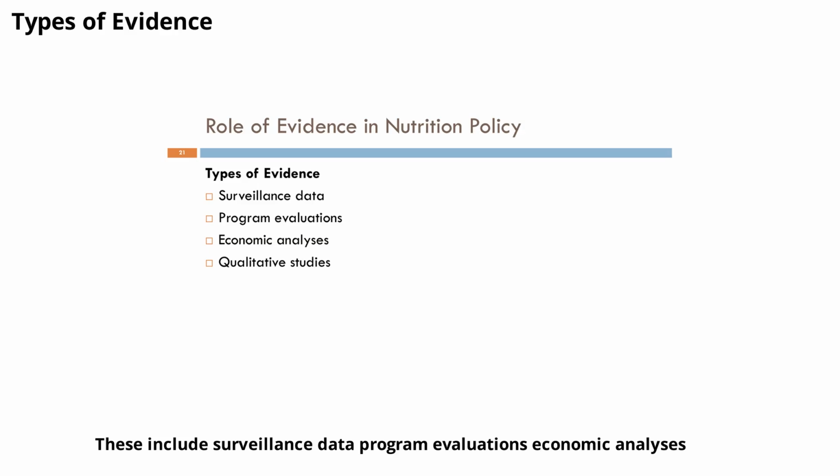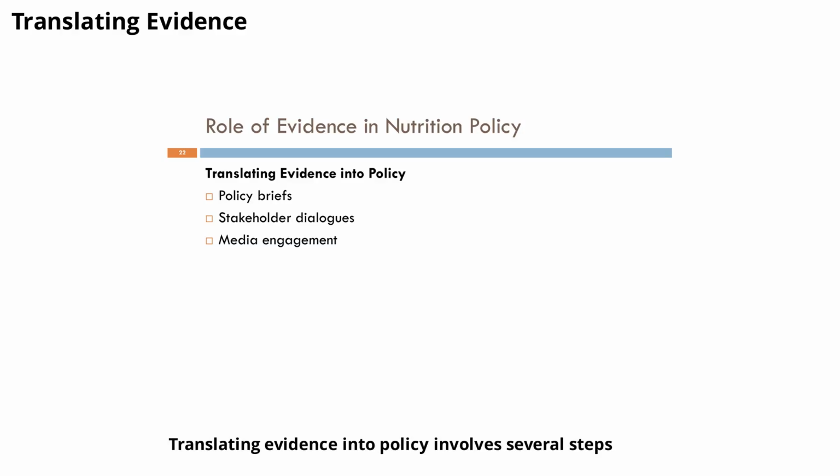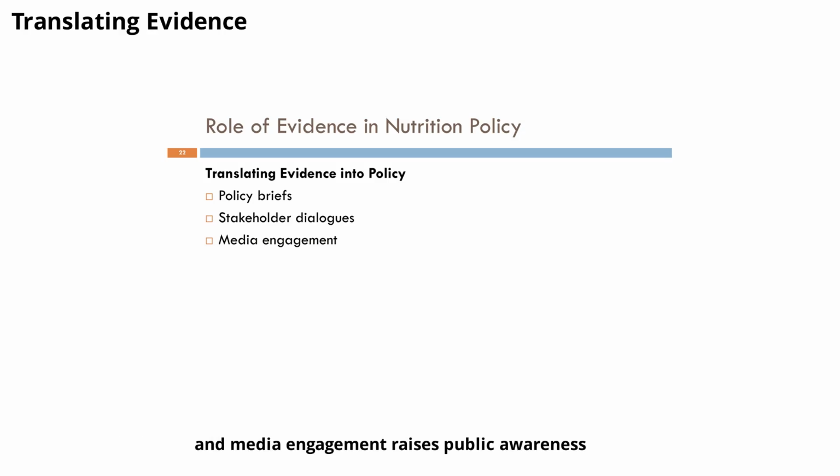Various types of evidence inform nutrition policy. These include surveillance data, program evaluations, economic analyses, and qualitative studies. Each type of evidence offers unique insights, helping policymakers understand the scope of nutrition problems and the effectiveness of different interventions. Translating evidence into policy involves several steps. Policy briefs summarize key findings, stakeholder dialogues facilitate consensus, and media engagement raises public awareness. These activities help bridge the gap between research and policy, ensuring that evidence informs real-world decisions.